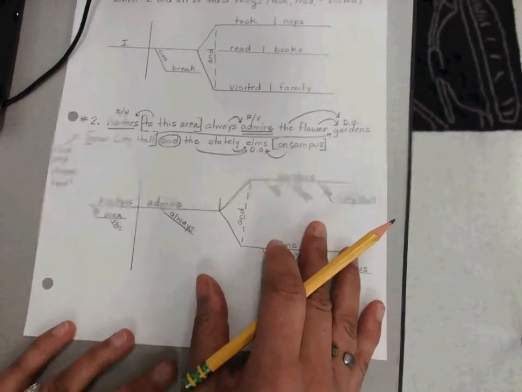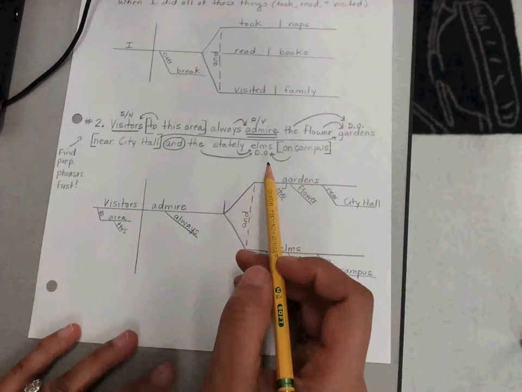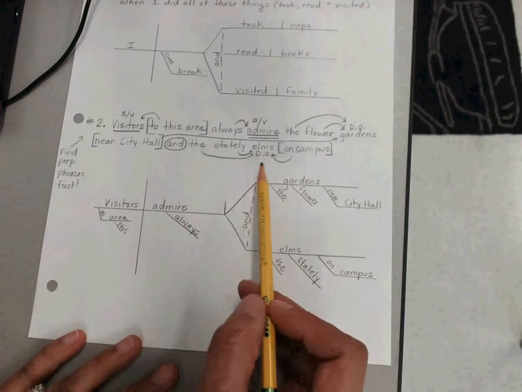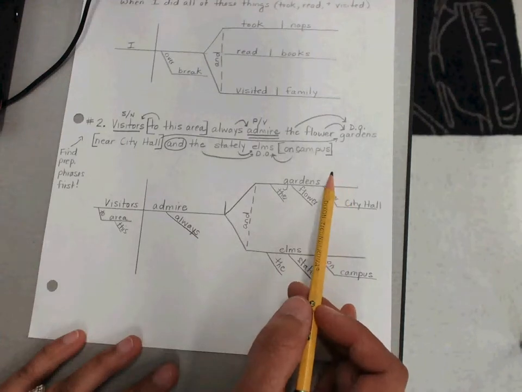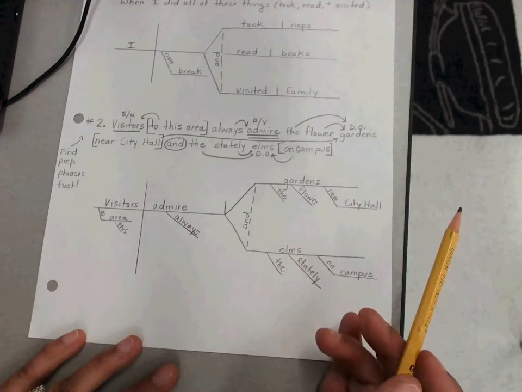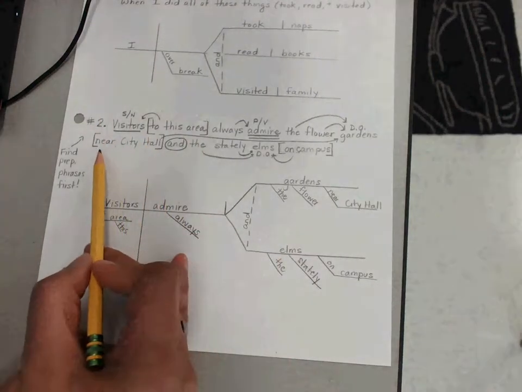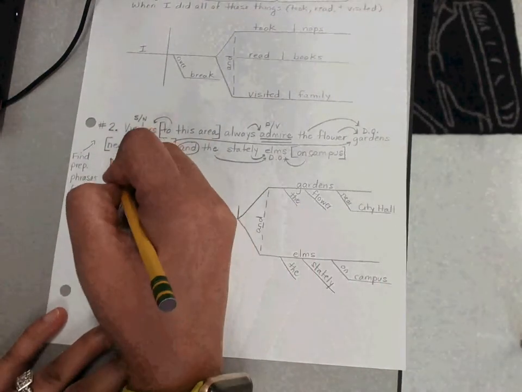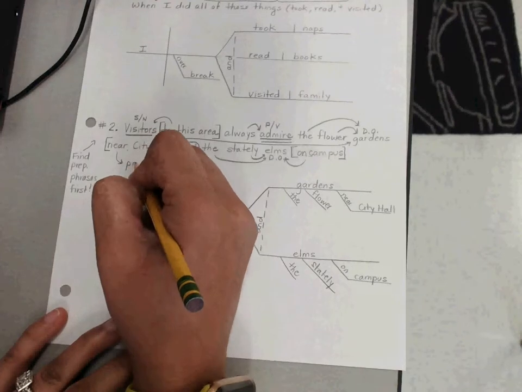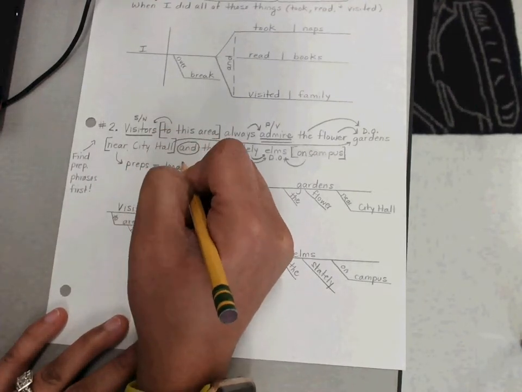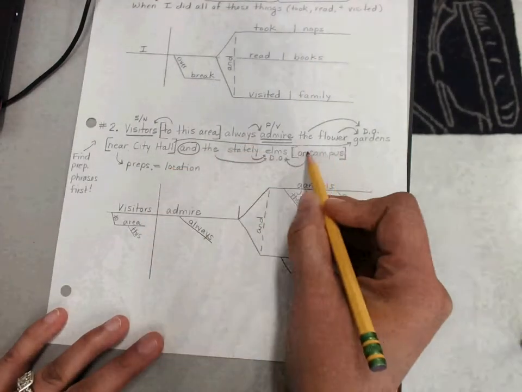Okay, looking at number 2, the best way to figure this one out is to find your prep phrases first. It's one of those sentences that you look at and you're like, oh my gosh, I have no idea where to even start. Start with your phrases. So to this area, near City Hall, near is a preposition. Remember, preps tell location, okay? So near something, all right? And then on campus is the prep.